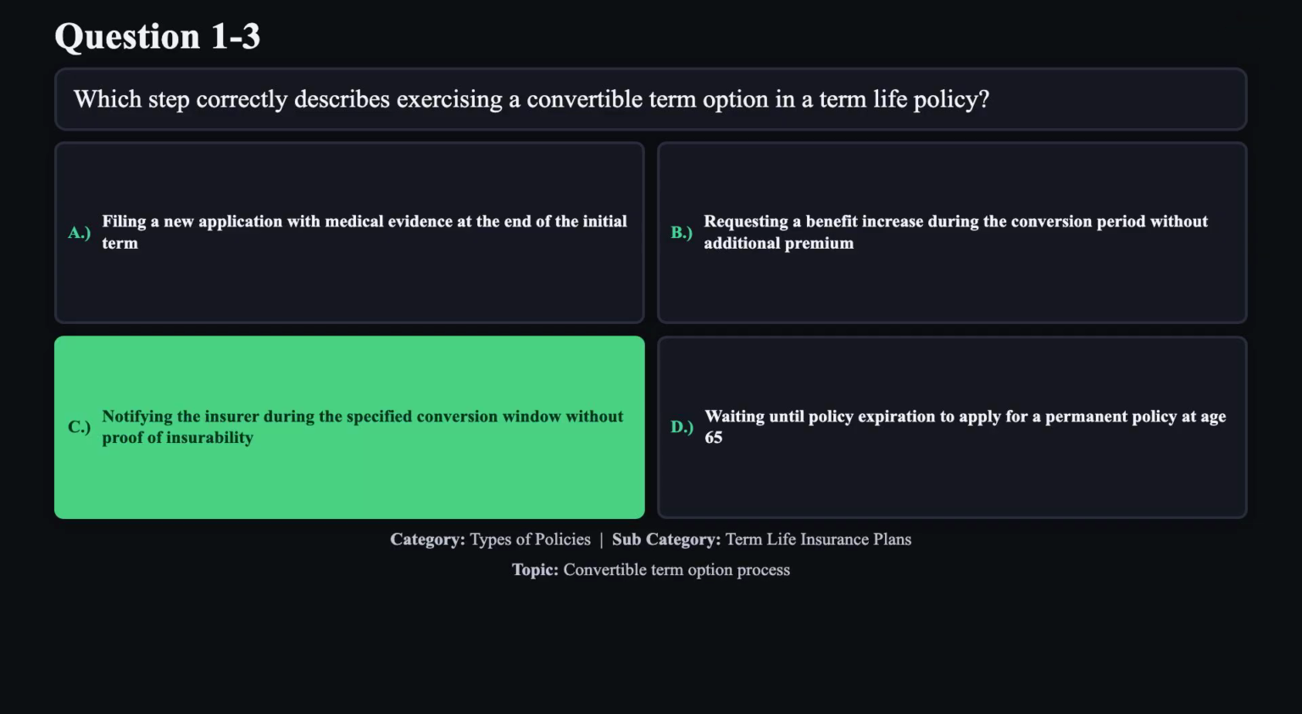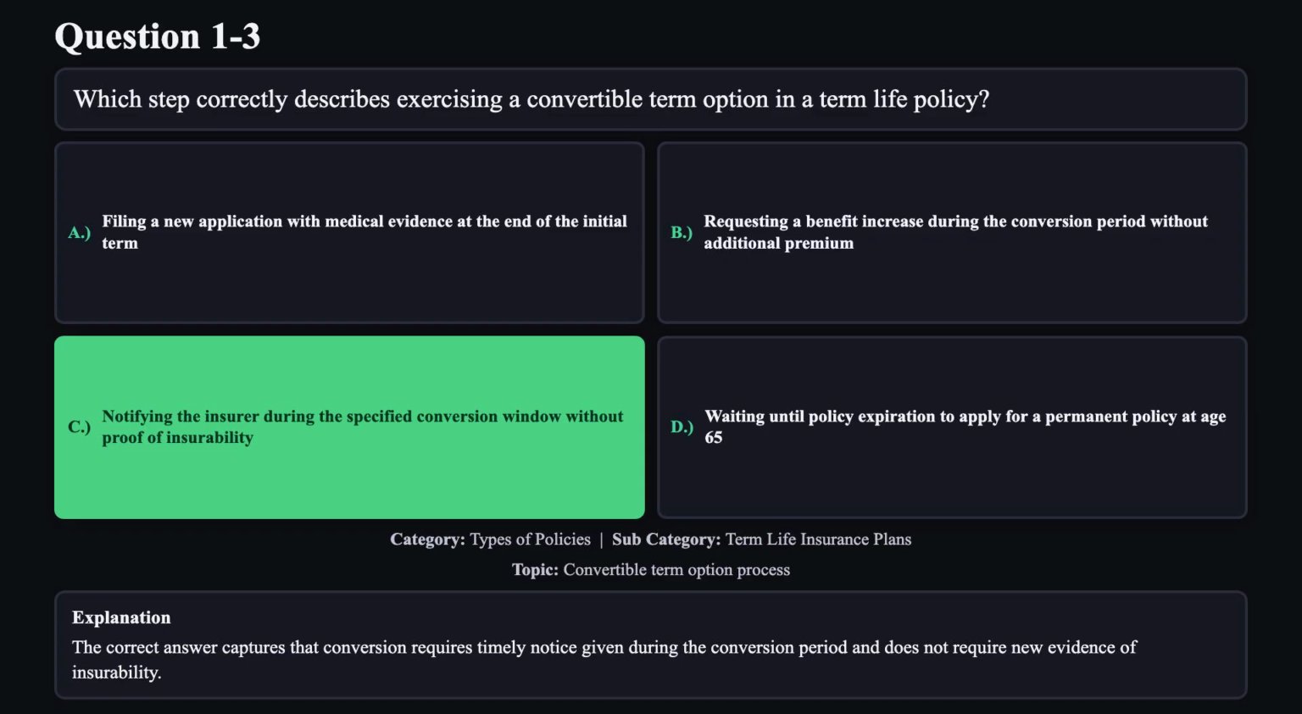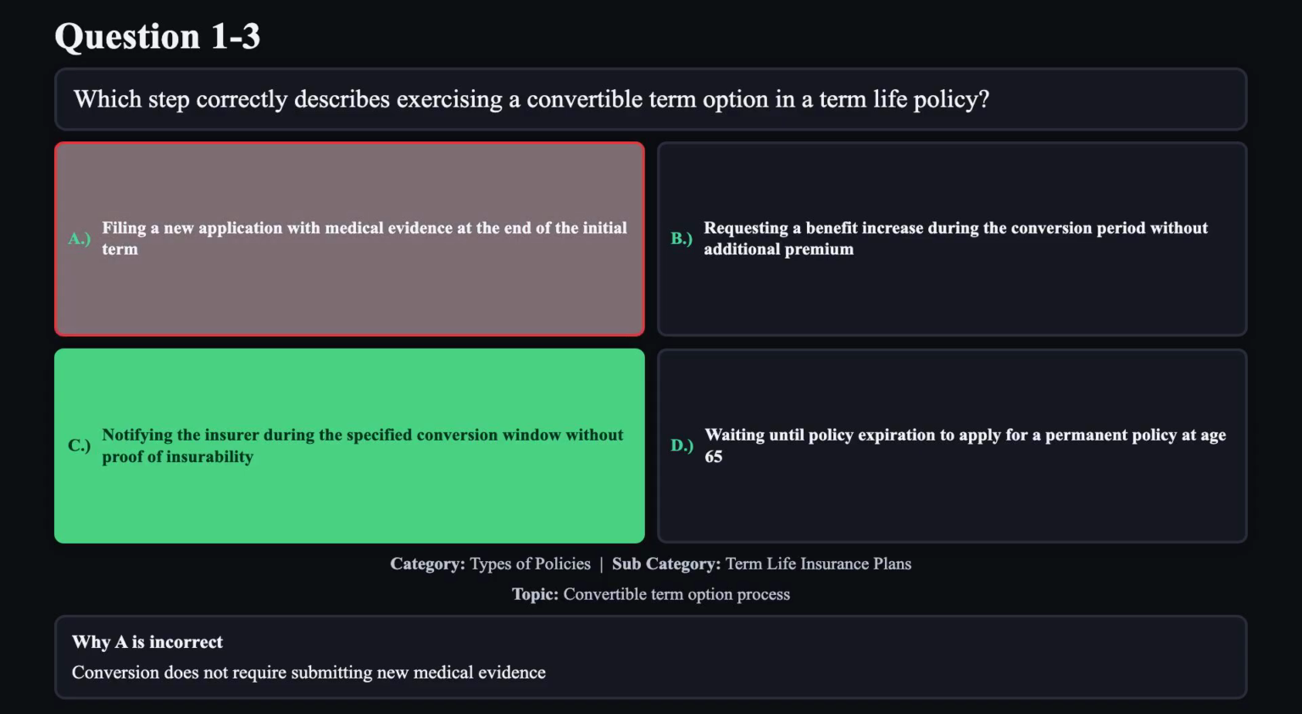The correct answer is C. The correct answer captures that conversion requires timely notice given during the conversion period and does not require new evidence of insurability. Reason A is not correct.